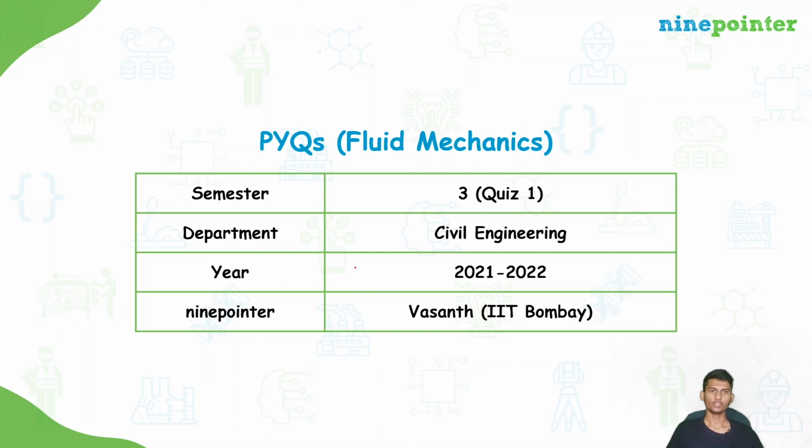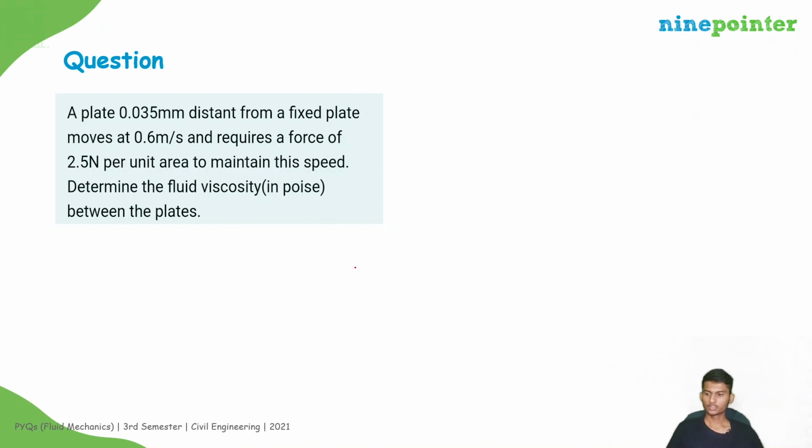In this video, we are going to solve the remaining problems of quiz 1 on fluid mechanics of IIT Bombay. So these are the questions. The first question is: a plate 0.035 mm distant from a fixed plate moves at 0.6 meter per second and requires a force of 2.5 Newton per unit area to maintain this speed. Determine the fluid viscosity in poise between the plates.